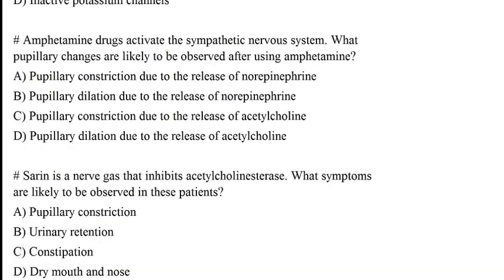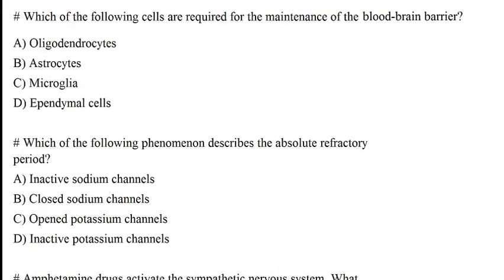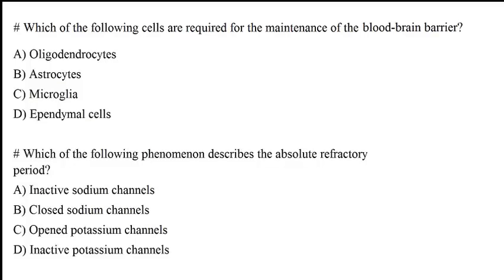So let's go back to the top. Which of the following cells are required for the maintenance of the blood-brain barrier? We just discussed how astrocytes are required for maintaining physical support, providing nutrients, as well as for the maintenance of the blood-brain barrier. So choice B would be the correct answer.